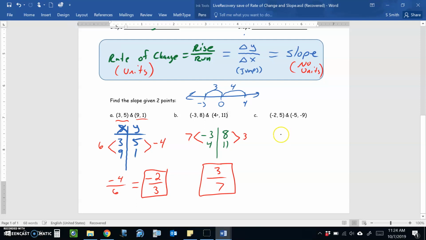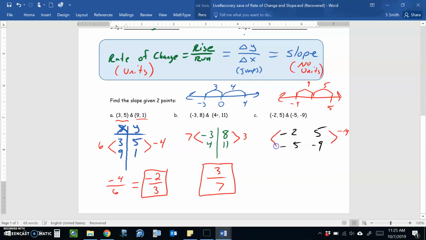Last one, y'all. -2, 5, -5, -9. How do I get from 5 to -9? Again, if you like to think of a number line, to get from 5 to -9, I have to go down 5, and then down another 9, so I went down, how much? Down 14.